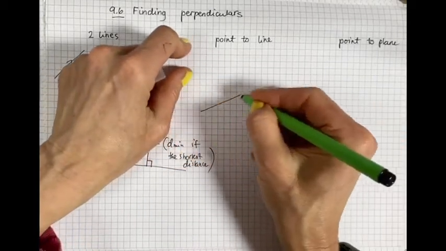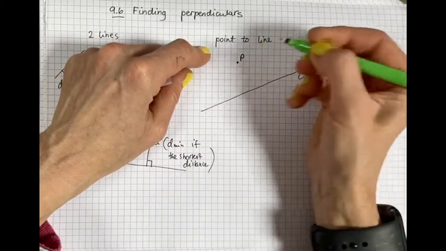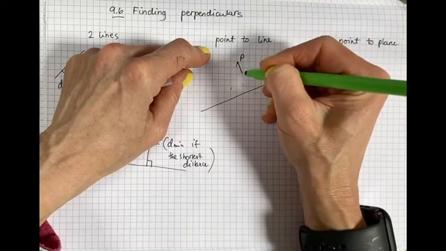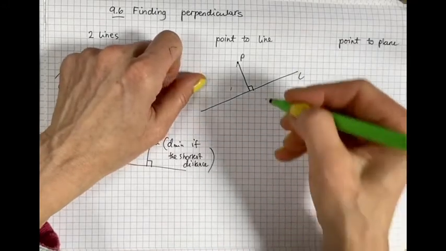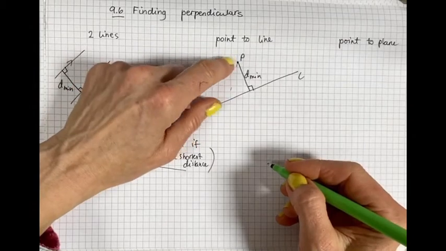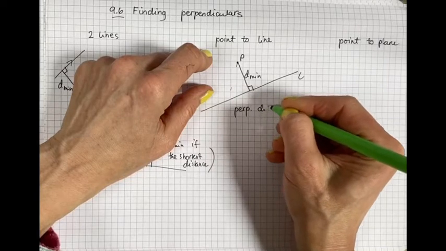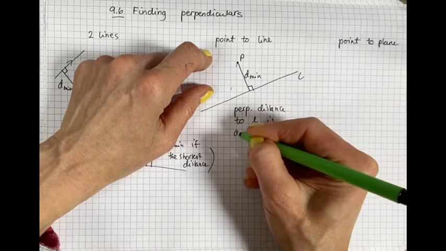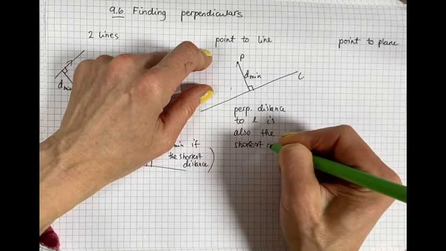Point to a line, so you might have a straight line and then you've got a point. So there's a point P. Now the shortest distance is not going to be this way, it's not going to be this way, it has to be a right angle to the destination. Okay, so this is D min. That's perpendicular distance. It's also called shortest distance. So perpendicular distance to L is also the shortest distance.